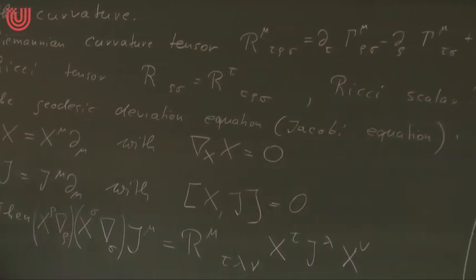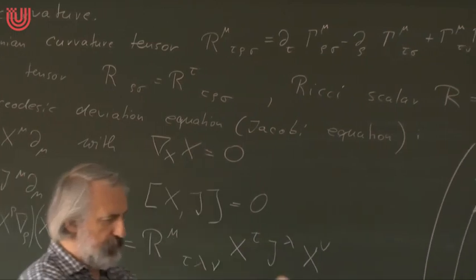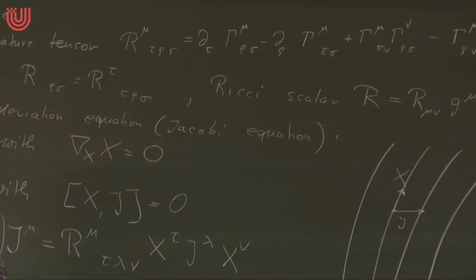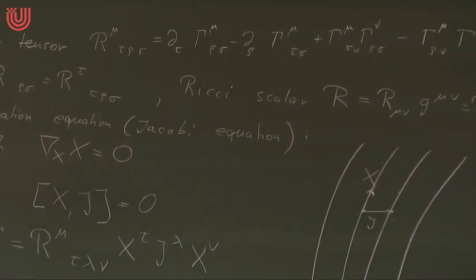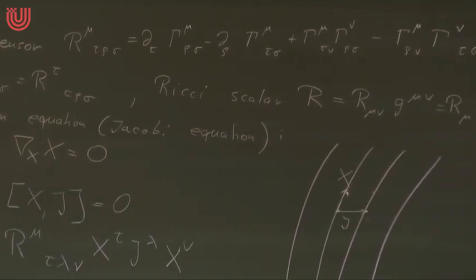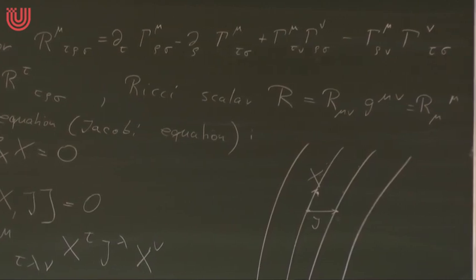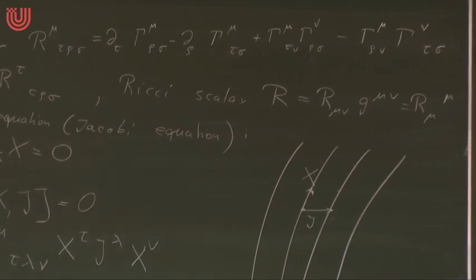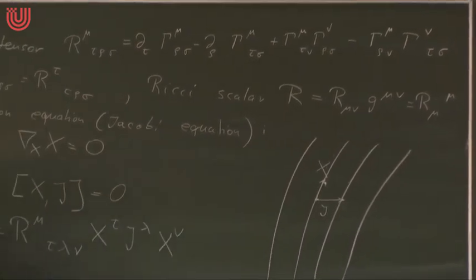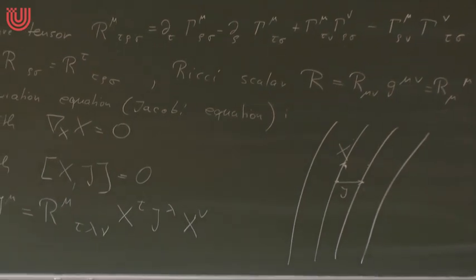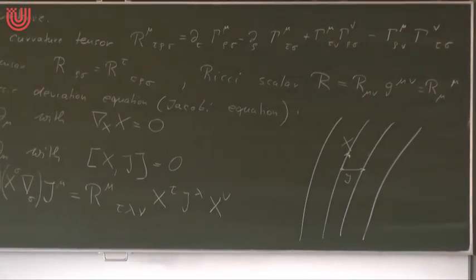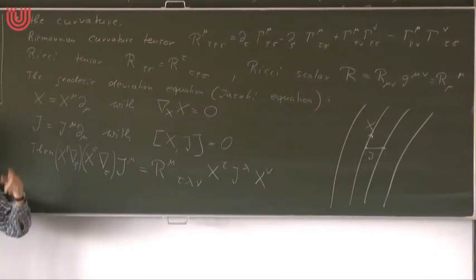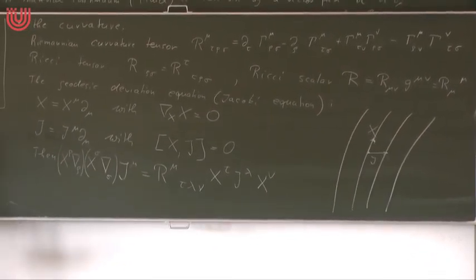And what does it mean? If we have freely falling particles which move in a gravitational field and which move towards each other, this means that the gravitational field produces a tidal force in this cloud of particles. That's what we call a tidal force. The relative acceleration of neighboring particles produced by the gravitational field. So this expression is a tidal force. And that's the most important interpretation of the curvature tensor. The curvature tensor gives the tidal force. And the Ricci tensor gives something like an average tidal force, averaged over all directions in a certain way.